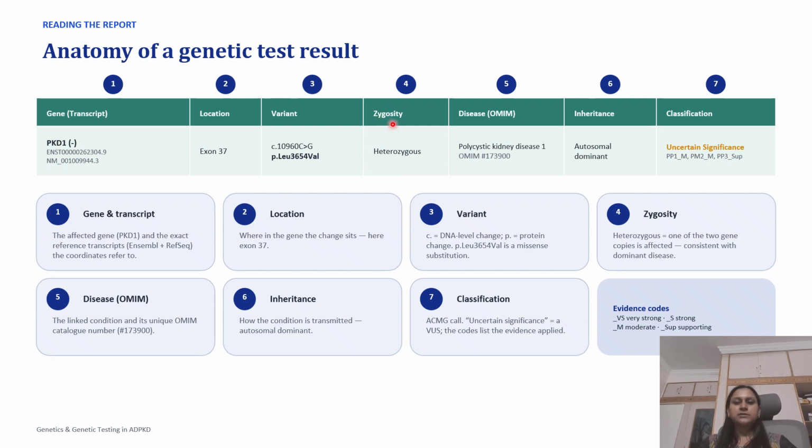Zygosity: heterozygous means one of the two gene copies is affected, consistent with dominant disease. And then we have the OMIM number, the linked condition and its unique OMIM catalog number. We have the inheritance, how the condition is transmitted, which is autosomal dominant. Then we have the classification, that is the ACMG call, which is uncertain significance, VUS. The coded list of evidence is also applied. So these are the evidence codes. VS is very strong, S is strong, and so on.